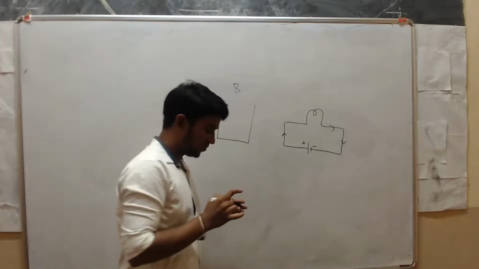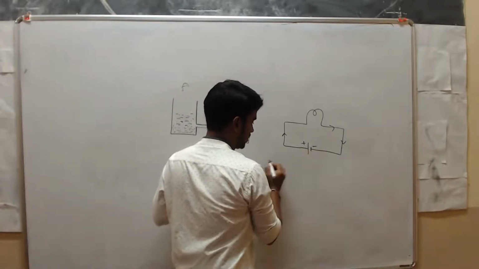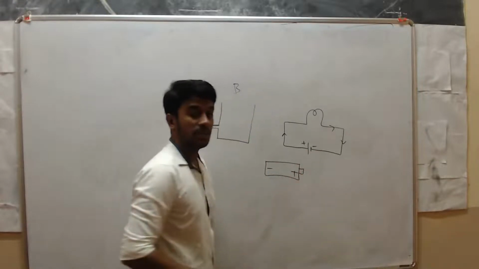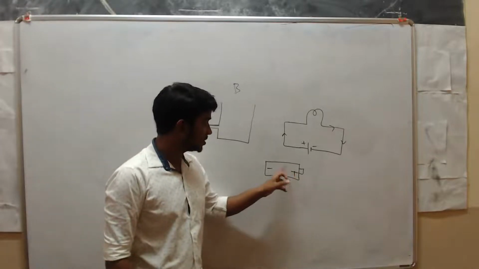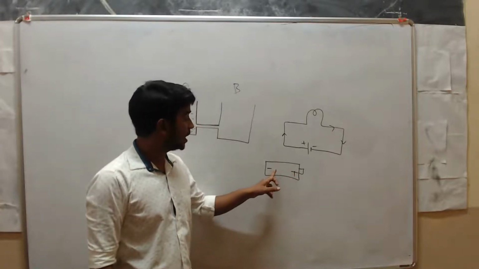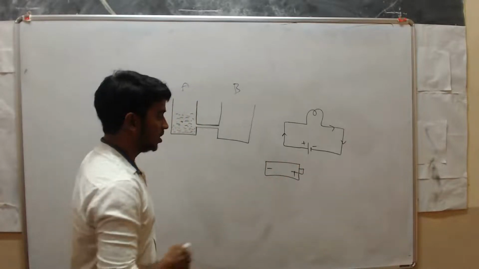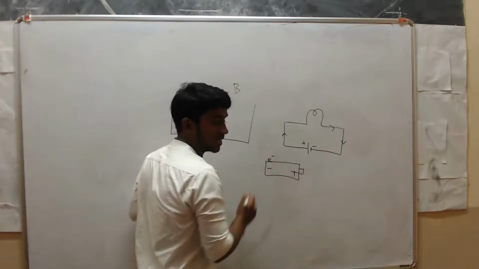see here, if there is a potential difference between this terminal and this terminal in a cell, negative, positive, then only electrons move from the negative end to the positive end. Suppose, see here, what is this negative terminal? Here, more number of electrons. Here, less number of electrons.